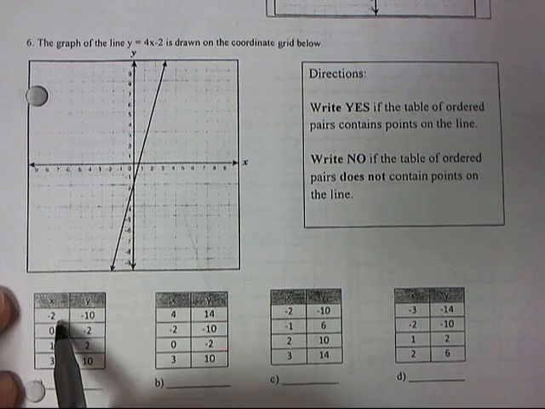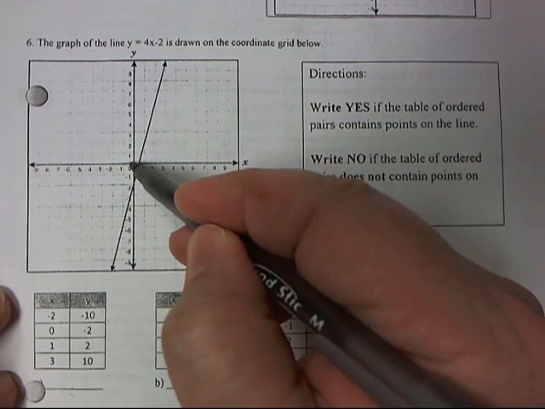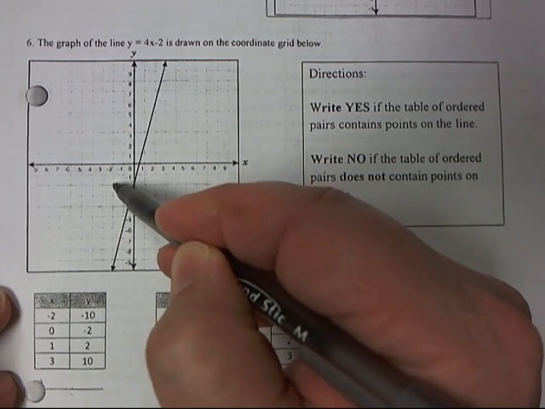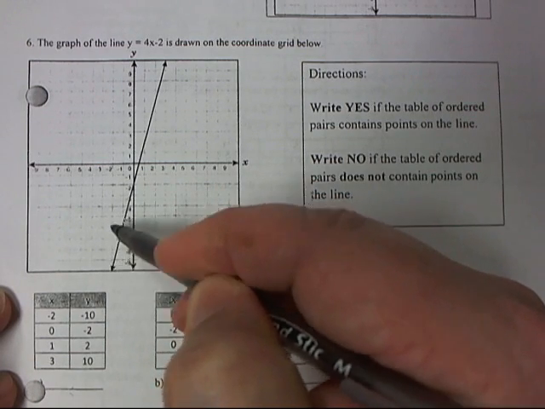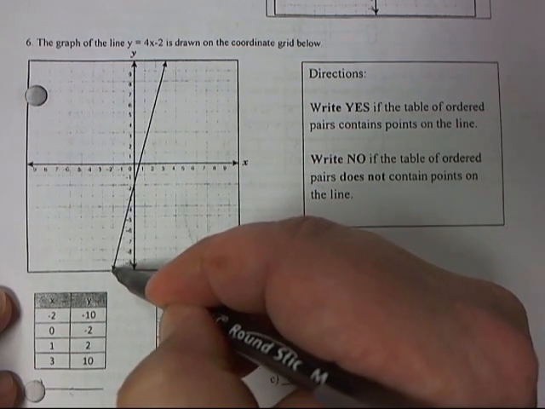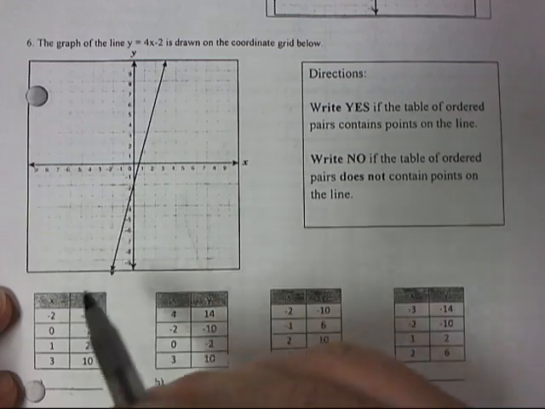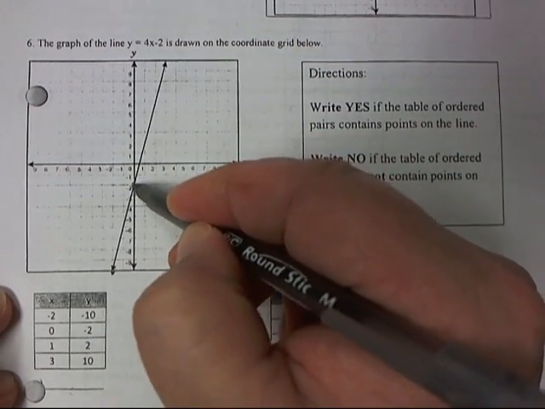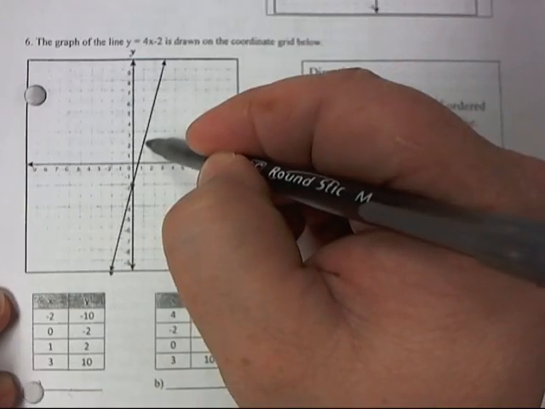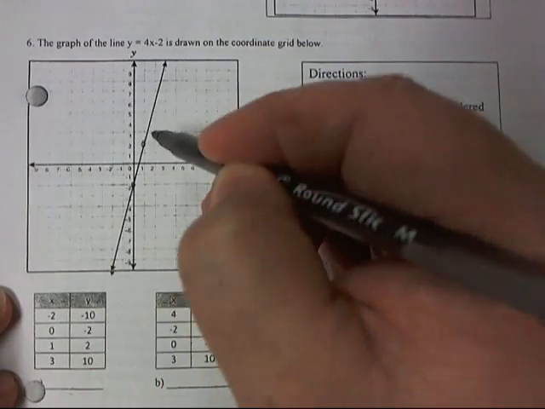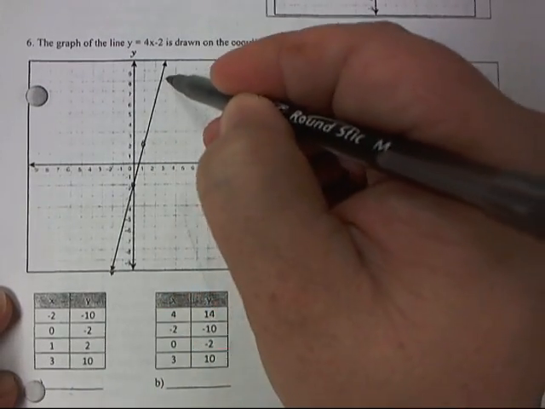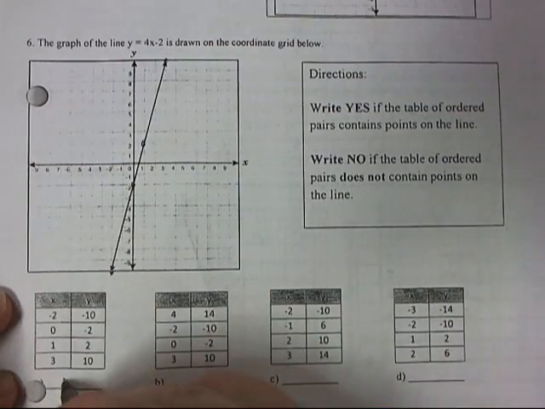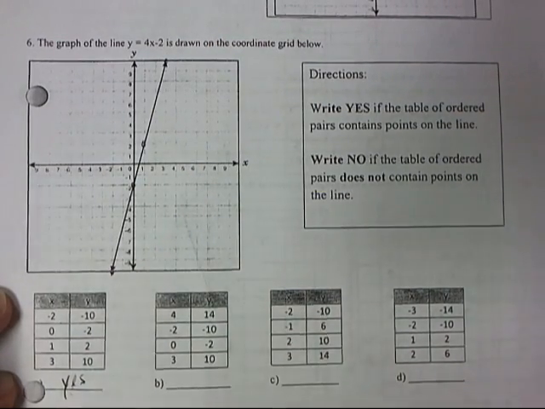So we just need to plot these. Negative 2, negative 10. 1, 2, 3. See, negative 10 is going to be down here. If we continue this line, that looks like it's going to be on the line. 0, negative 2 is here. That's definitely on the line. 1, 2 is on the line. And 3, 10. 1, 2, 3, up 10 would be right here. So yes, this table is on the line.